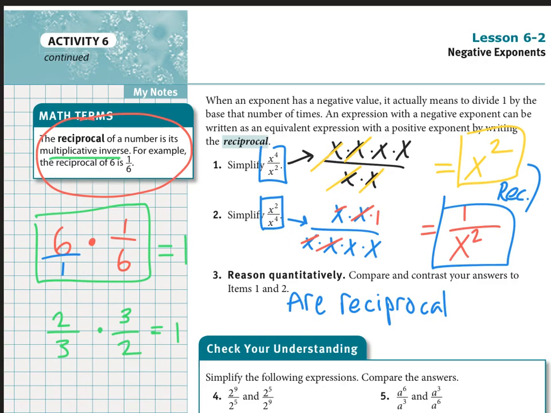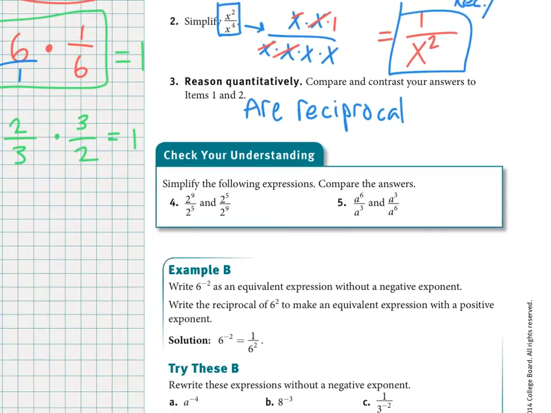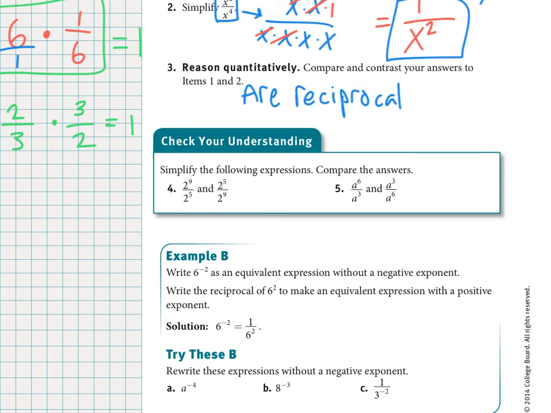Okay, so let's do a couple more examples here. Can we simplify 2 to the 9th over 2 to the 5th? Okay, so let's do this one. And let's do the shortcut way. We don't have to expand it if we know the rule. The rule is that we can subtract the exponent. So 2 to the 9th over 2 to the 5th is going to equal 2 to the 9 minus 5 power, which is 2 to the 4th power.